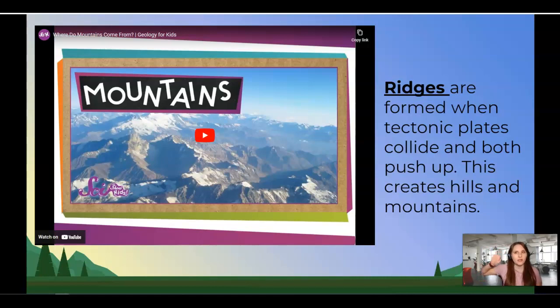Raise your hand if you've ever been to Stone Mountain. Anybody ever been to Stone Mountain or climbed Stone Mountain before or heard of Stone Mountain? Well, Stone Mountain actually may be, they think, one of these magma-created mountains, which is pretty cool.